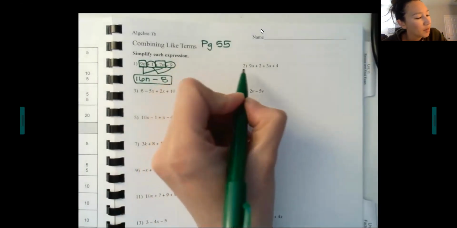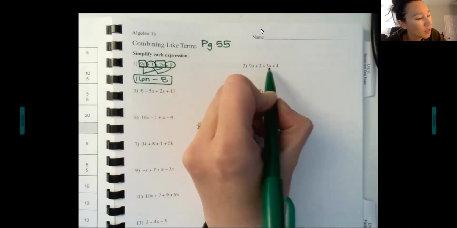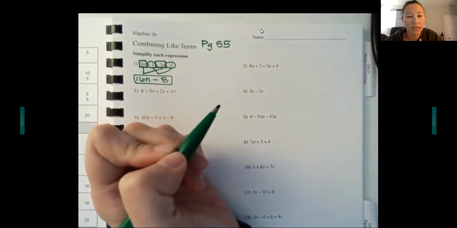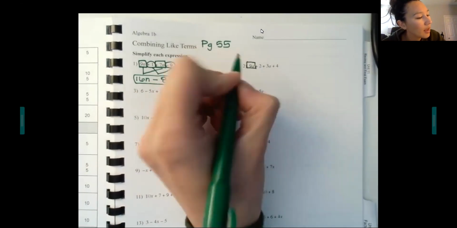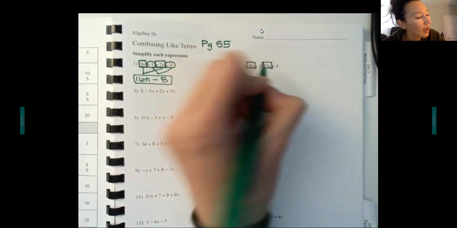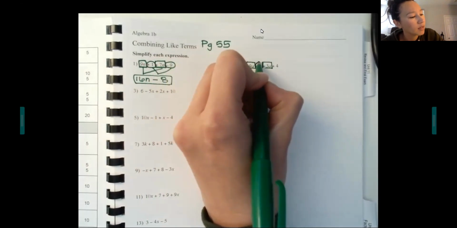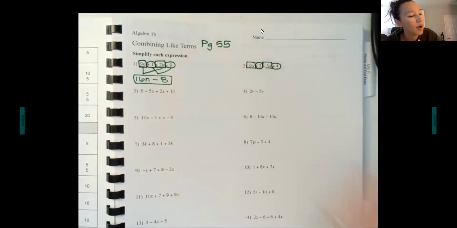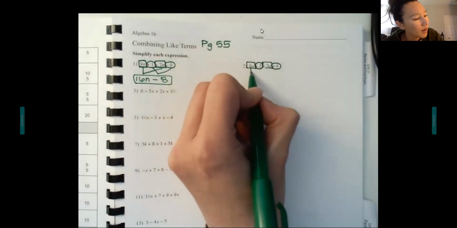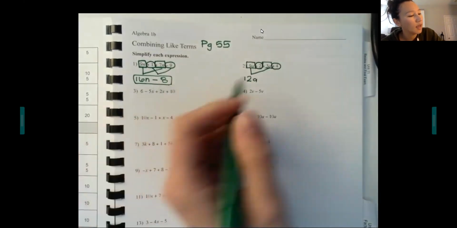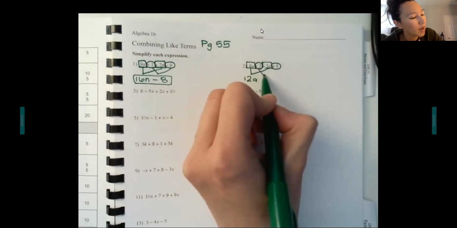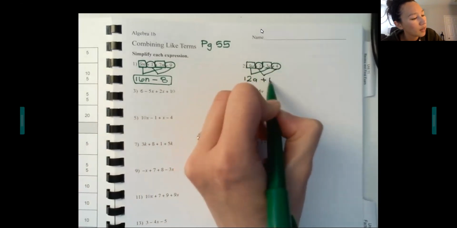Okay, number 2, we have 9a plus 2 plus 3a plus 4. So let's identify our like terms, which are 9a and 3a, and then positive 2 and positive 4. So 9a plus 3a, that means we have 12 a's. And positive 2 and positive 4 is positive 6.